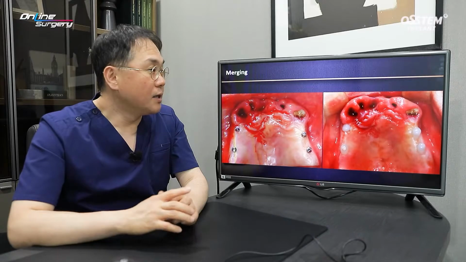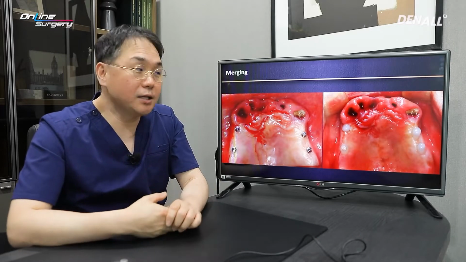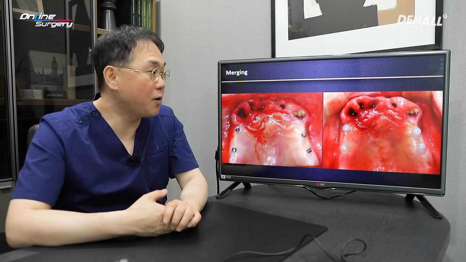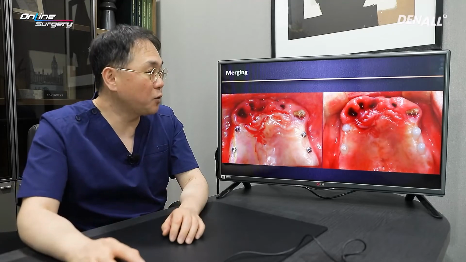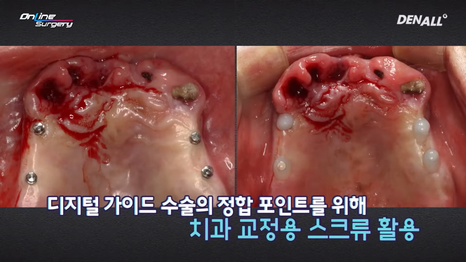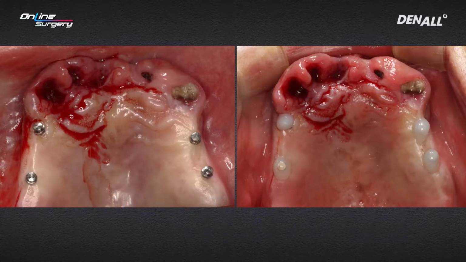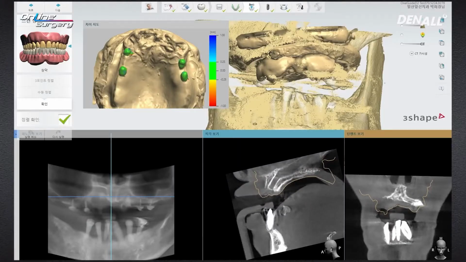Although there are residual teeth, because there is severe mobility, you cannot use them as merging points for digital guided surgery. I normally place 3 or 4 orthodontic screws and add resin balls on top of them, and merging was done in the same way for upper and lower as shown. The resin ball serves as the role of teeth and therefore the quality of merging is very good. Merging has been done very nicely for both upper and lower.